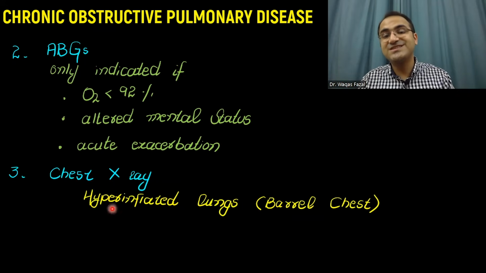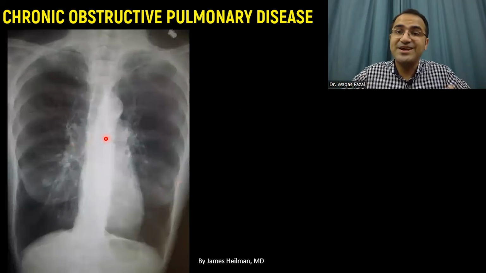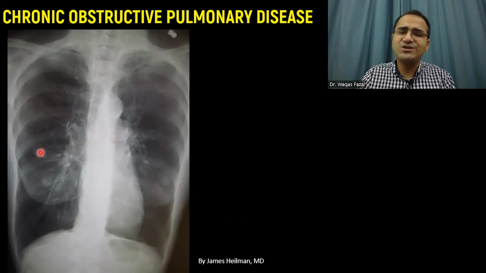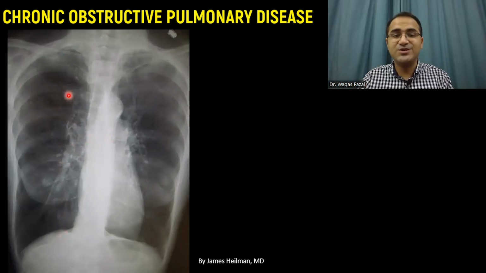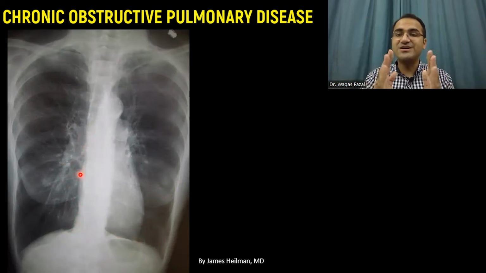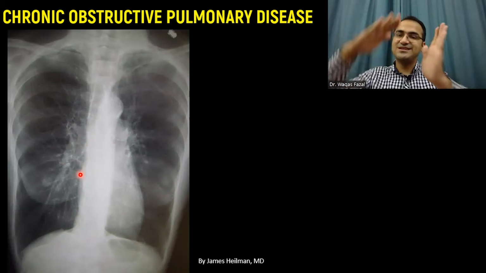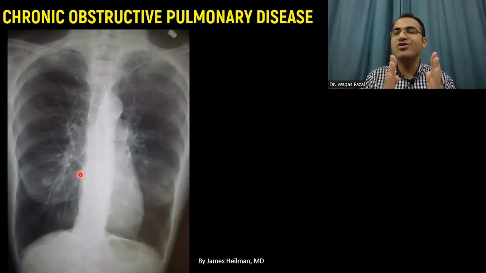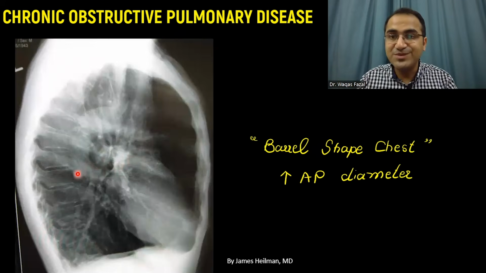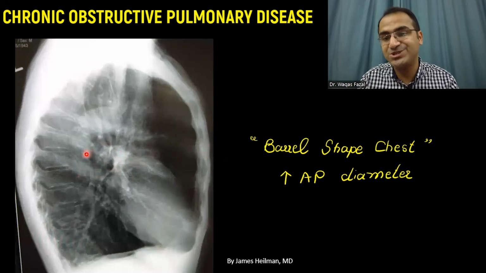Chest X-ray will show hyperinflated lungs, barrel chest. Since the patient is unable to exhale the air out, the patient's lungs will be hyperinflated. Look at the hyperinflated lungs. Look at the flattening of the diaphragm. Look at the tubular heart. Since the diaphragm has gone down, the heart is hanging in the chest and it becomes like this, a tubular heart. This is a picture showing increase in anteroposterior diameter of the chest, showing barrel-shaped chest.